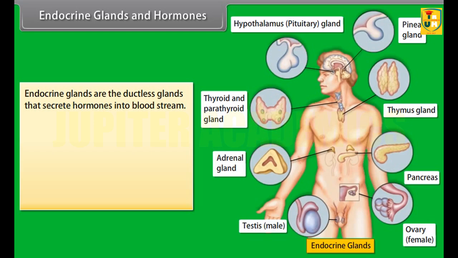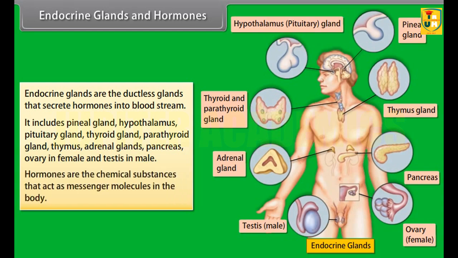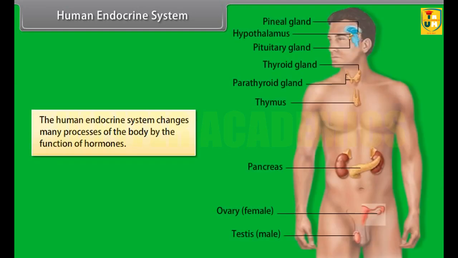Endocrine glands and hormones. Endocrine glands are the ductless glands that secrete hormones into the bloodstream. They include the pineal gland, hypothalamus, pituitary gland, thyroid gland, parathyroid gland, thymus, adrenal glands, pancreas, ovary in female, and testis in male. Hormones are the chemical substances that act as messenger molecules in the body. Human endocrine system. The human endocrine system regulates many processes of the body through the function of hormones.